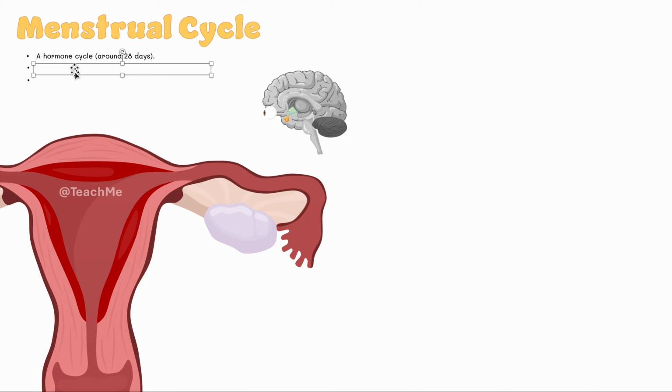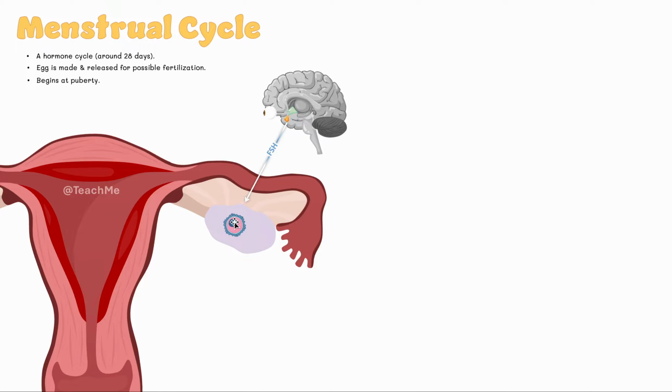So it all starts in a place far, far away, your pituitary gland. This gland is going to release a hormone called FSH, follicle stimulating hormone, and this guy will act in your ovaries. It's going to induce the development of a follicle, hence the name follicle stimulating hormone.